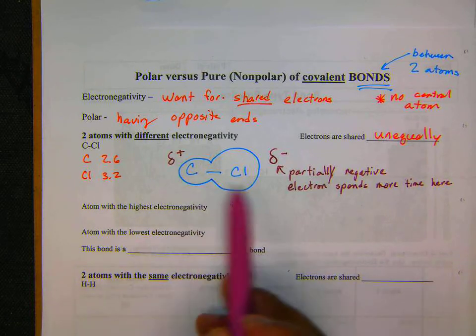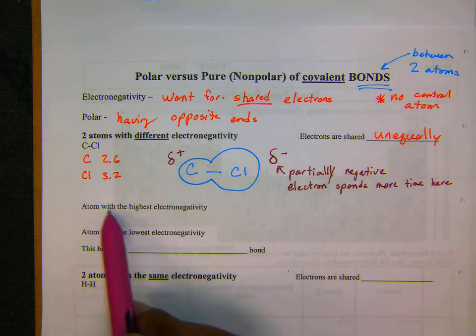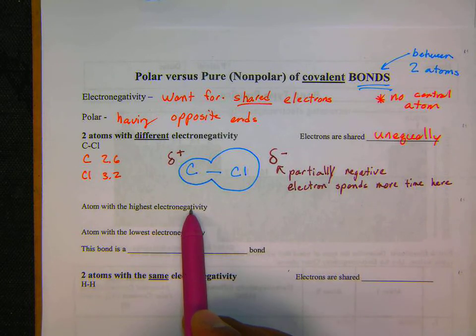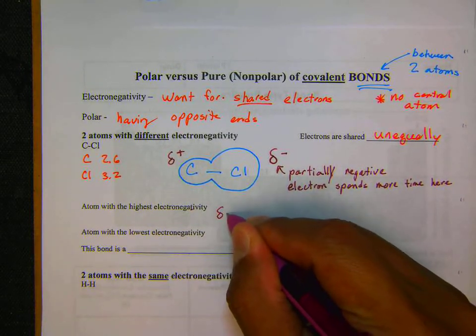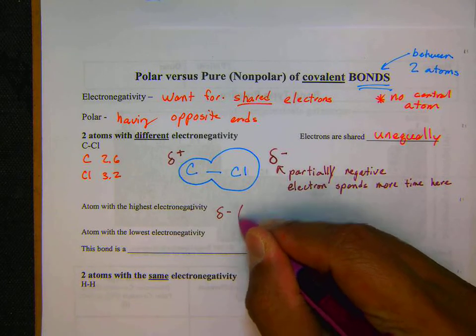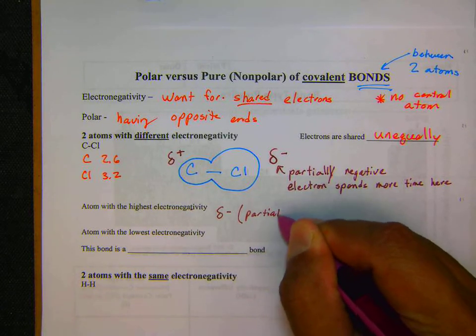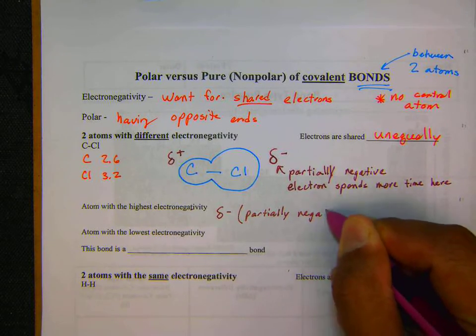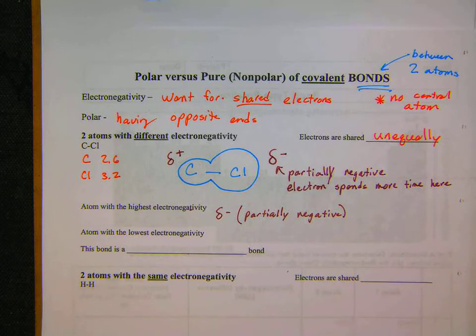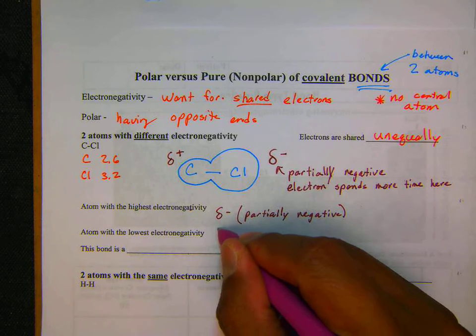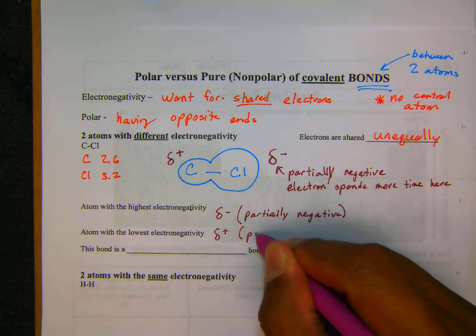So if something has a higher electronegativity, is it going to be partially positive or partially negative? Negative. Partially negative. So the higher the electronegativity, the more partially negative it is. So does anyone have any questions on that? Can you label the atom that's going to be partially negative and partially positive, and can you explain what partiality means? All right. And then the lowest electronegativity is going to be partially positive.